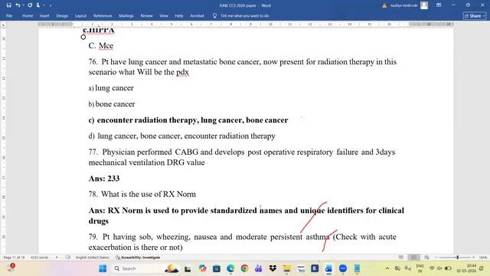Here the patient has lung cancer and metastatic bone cancer and is now present for radiation therapy. In this scenario, what will be the PDX? Encounter for the radiation therapy, then lung cancer, then bone cancer. The encounter for the therapy should be sequenced first. You will get the Z51 series encounter codes. While we are discussing neoplasms, you know the neoplasm guidelines. If the patient is admitted for therapy, the therapy should always be sequenced first.